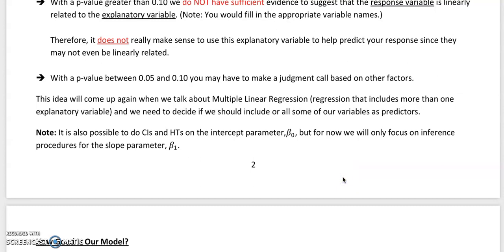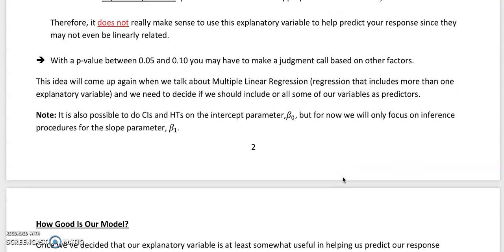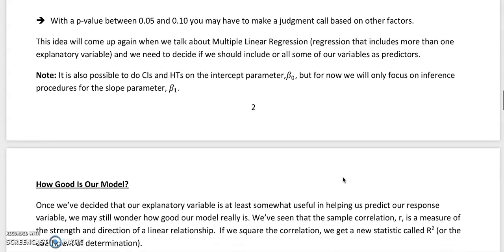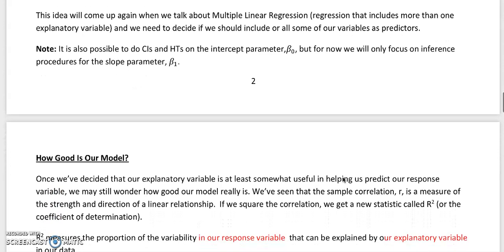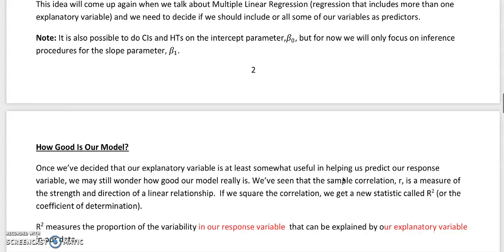For the second part of Notes 20, let's start talking about how we can decide how good our simple linear regression model is. One thing that we're going to use is something known as the R-squared value, or occasionally called the coefficient of determination. And we saw that the sample correlation is denoted by the letter R, and it can tell us the strength and direction of a linear relationship.